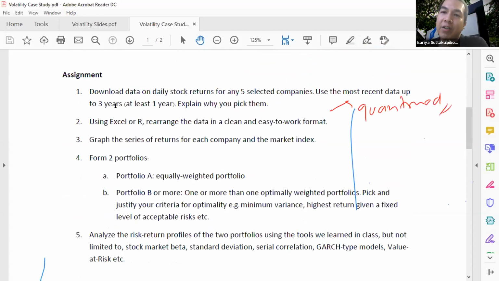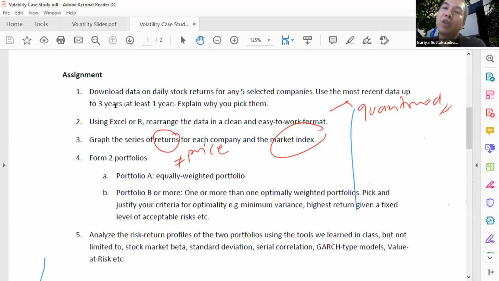Graph the series of returns of each company and the market index. Yeah, I already did that, right? So you can just do it in a histogram, you can do line plots and whatnot. Hopefully you will see the volatility clustering patterns, and make sure it's returns, not price, right? Not price.